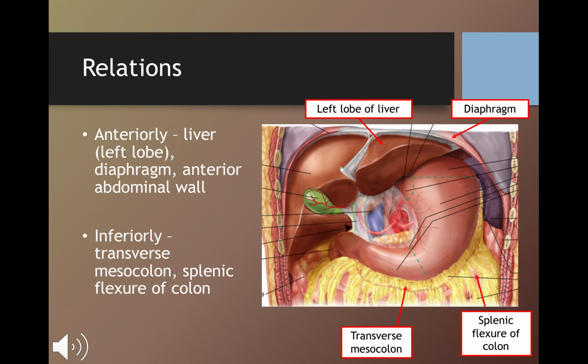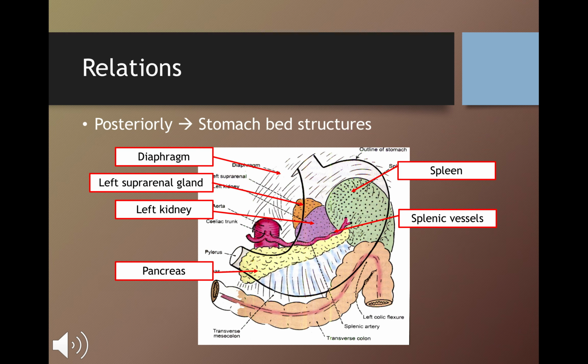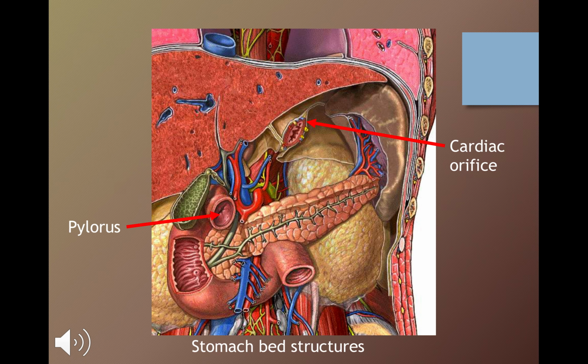Anteriorly, there are the left lobe of the liver, diaphragm and the anterior abdominal wall. Below, there are the transverse mesocolon and splenic flexure of the colon. Behind, there is the lesser sac separating the stomach from a group of structures known collectively as the stomach bed: the diaphragm above, spleen and splenic vessels, pancreas, left kidney and left suprarenal gland. In this diagram, the stomach is removed to see the stomach bed structures.